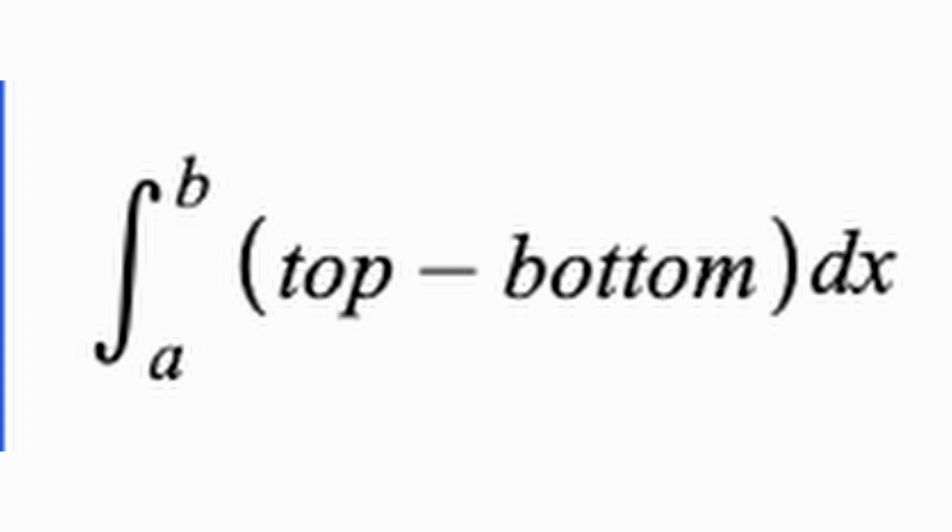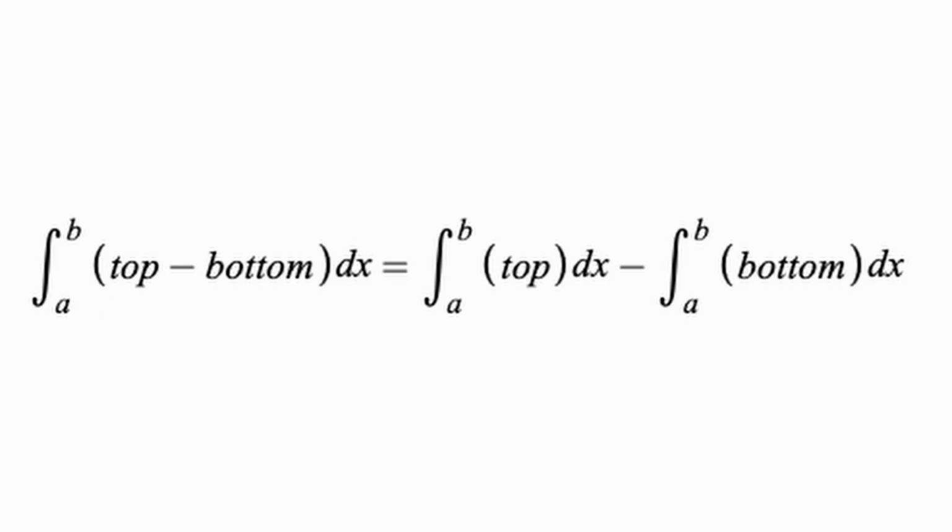To find the area between two curves, you want to take the integral of the top function minus the bottom function from a to b. This is because the integral from a to b of the top function minus the bottom function in terms of x is equal to the integral from a to b of the top function in terms of x minus the integral a to b of the bottom function in terms of x by integral rules.